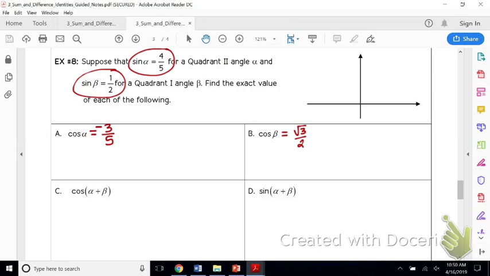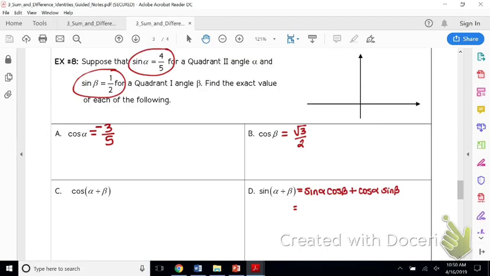So for D, they told us we're looking for sine of alpha plus beta. So we have an identity or formula that tells us that that is equal to sine of alpha cosine of beta plus cosine of alpha sine of beta. And so we just need to plug in then for these trig functions.